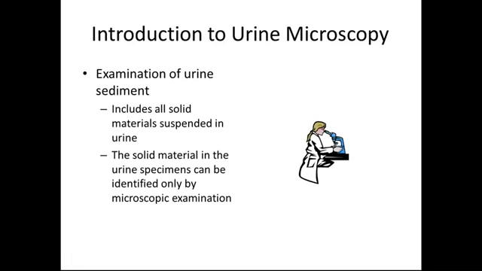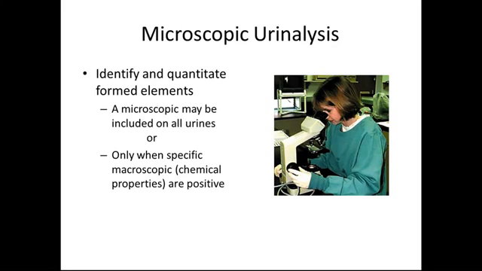Introduction to Urine Microscopy, which is the examination of the urine sediment. It includes all solid materials that are normally suspended in urine. The solid material in urine specimens can be identified only by microscopic examination. Microscopic urinalysis is used to identify and quantitate formed elements within the urine. A microscopic exam may be included on all urines, or when we are looking for something that was positive on a chemical reagent strip.